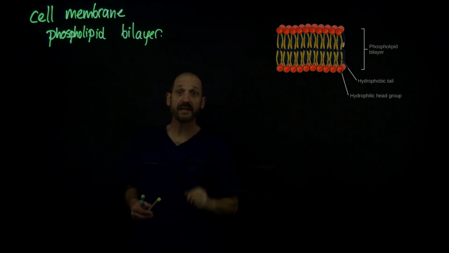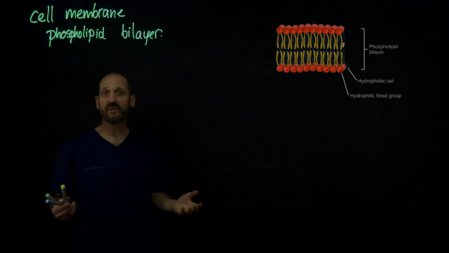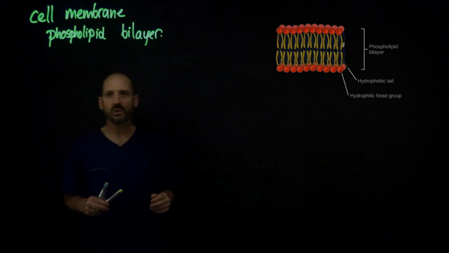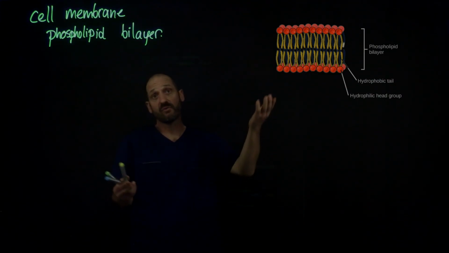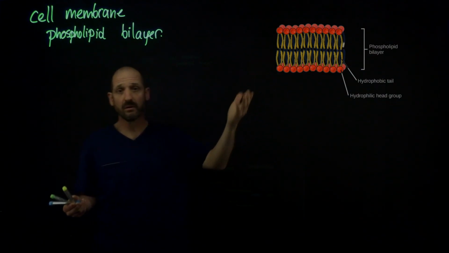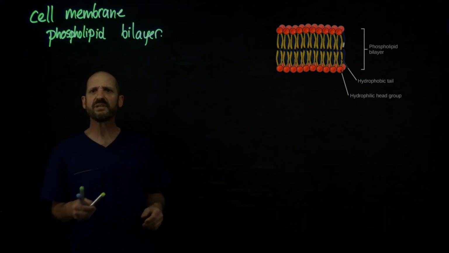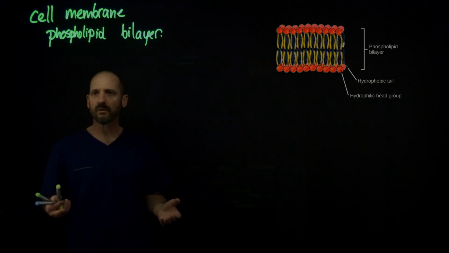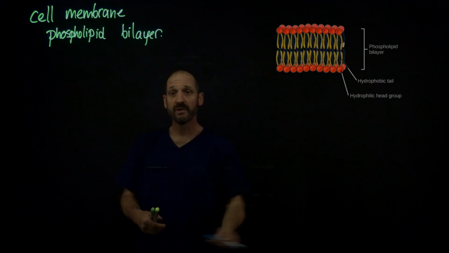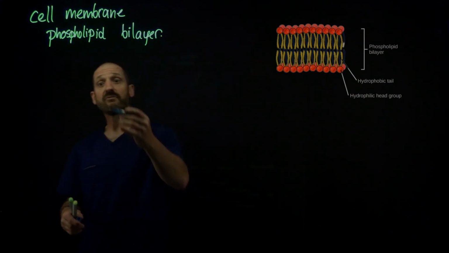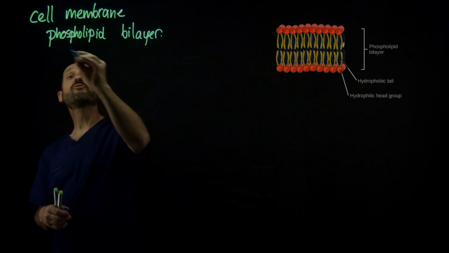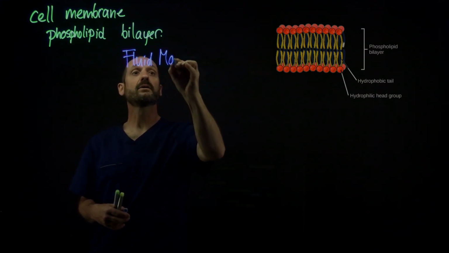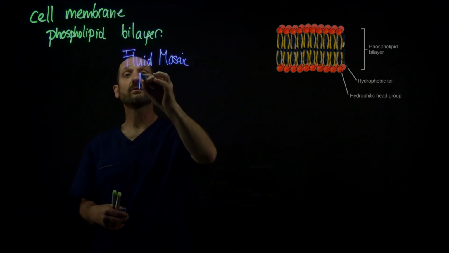It was first identified in the 1890s, and by 1935 it was described as having a railroad track appearance. It was also compared to a sandwich, which makes sense, with the hydrophobic tails as the meat in the middle. Then in the 1950s, microscopy advances made it possible to see the double layer. And in 1972, we introduced the fluid mosaic model.